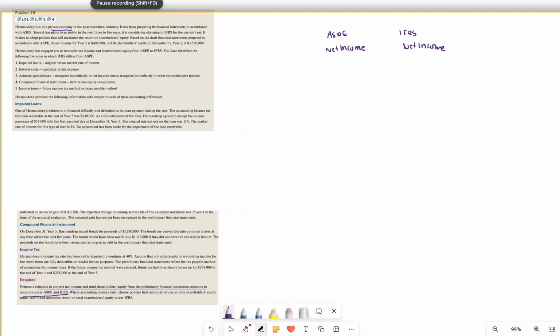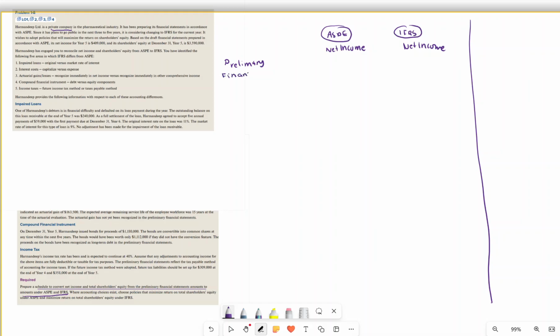So what happens is the standards are different under both, and that's why our net income will be different under both. What we're going to start off with is the preliminary financial statement amount. Financial statement amount is my net income. So let's see if the question told us what the net income is.